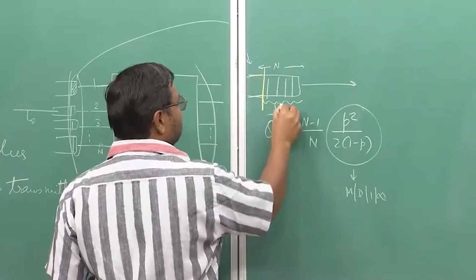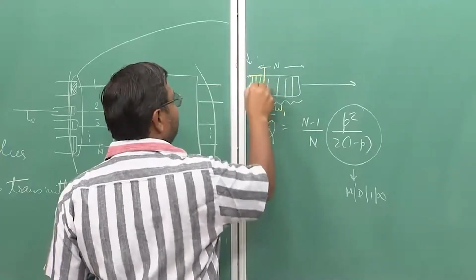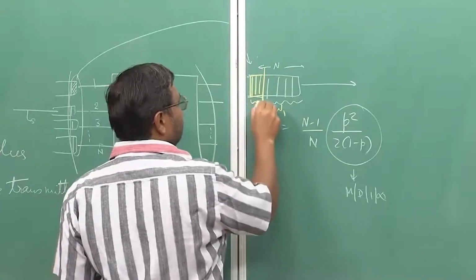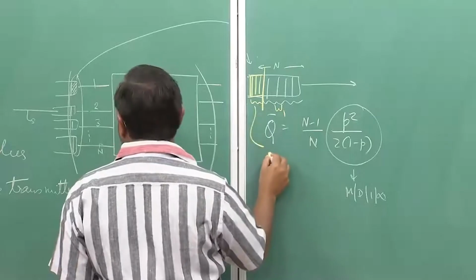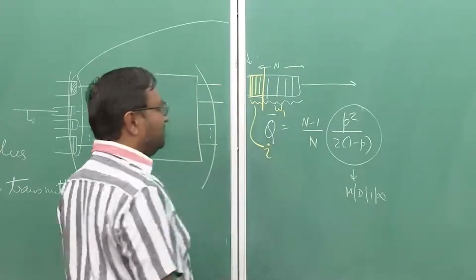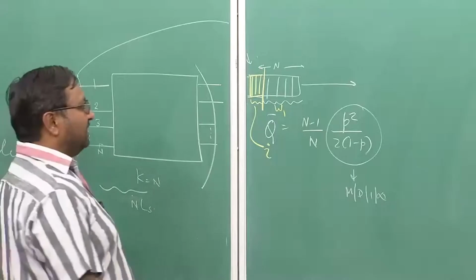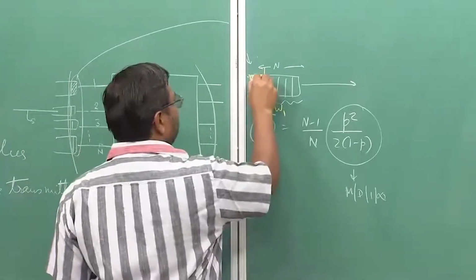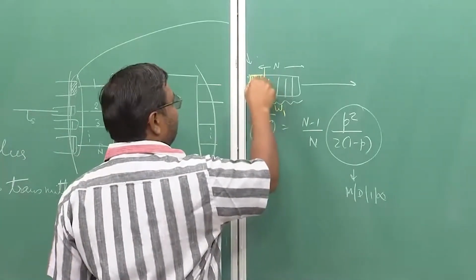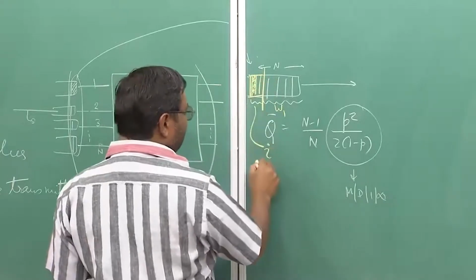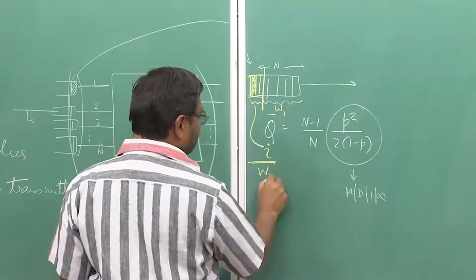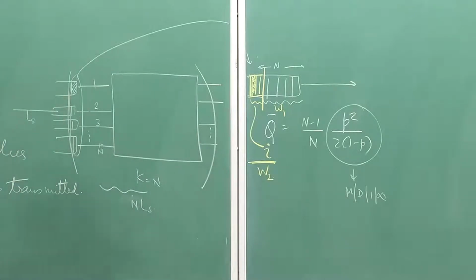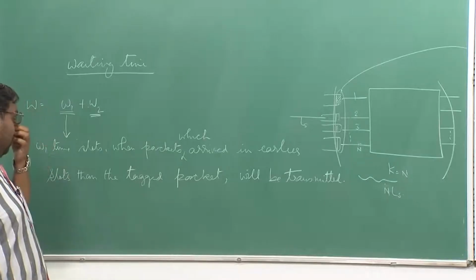So, this constitutes W1. Now, there is this batch, and say there are going to be i packets which are arriving. Your tagged packet can be anywhere, it can be in the front, it can be anywhere, and the W2 component is because of this. Okay. So, we need to understand what is going to be the value for W2.